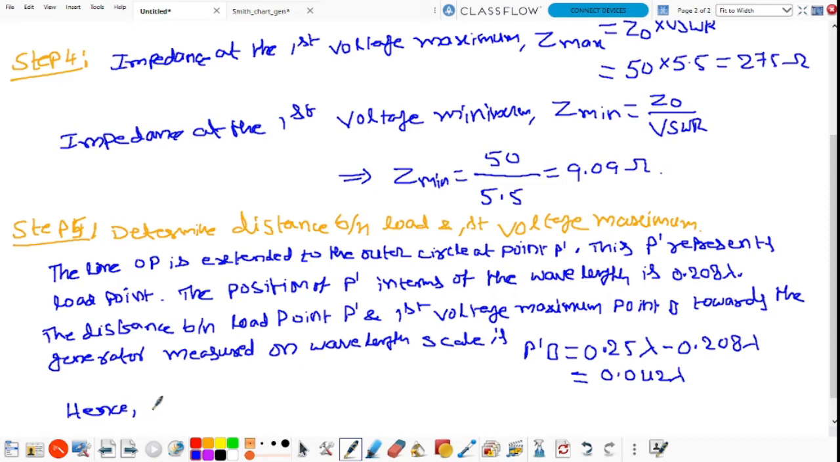Hence, the distance between the load and the first voltage maximum, l max, is equal to 0.042 lambda. Given that the signal wavelength lambda is 2.5 meters, 0.042 into 2.5 is equal to 0.105 meters.